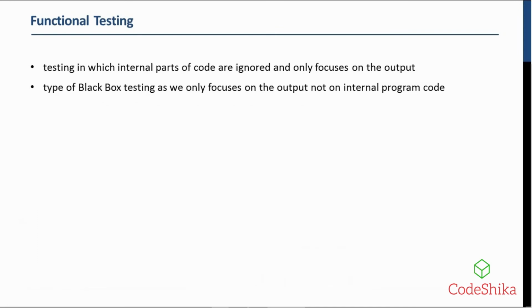Now let's see the next type of testing, that is functional testing. Functional testing is the type of testing in which internal parts of code are ignored and it only focuses on the output. That means the language used for the coding and the performance of the code are ignored, and we only focus on whether we are getting the desired or expected output. It is a type of black box testing, as we only focus on the output, not on internal program code.